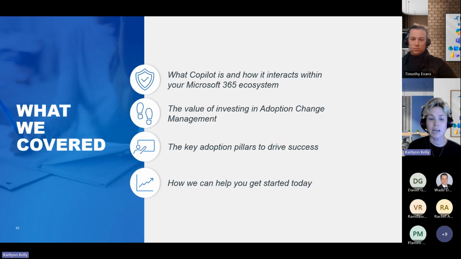So just to briefly cover what we covered, right? We talked about what Copilot is, how it works with your ecosystem, the value in investing in adoption change management, the adoption pillars that really drive success, and then of course, how we can help you get started if you are looking for that assistance.